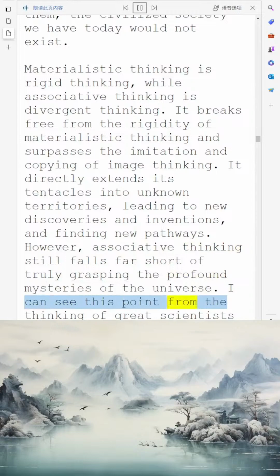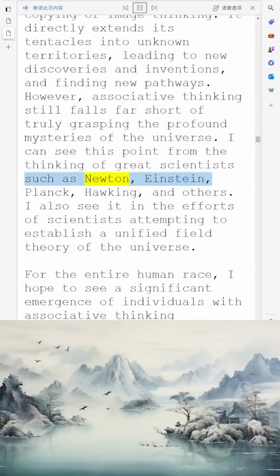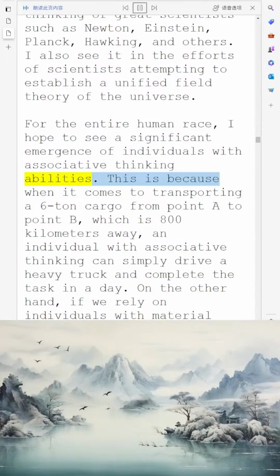I can see this point from the thinking of great scientists such as Newton, Einstein, Planck, Hawking, and others. I also see it in the efforts of scientists attempting to establish a unified field theory of the universe. For the entire human race, I hope to see a significant emergence of individuals with associative thinking abilities.